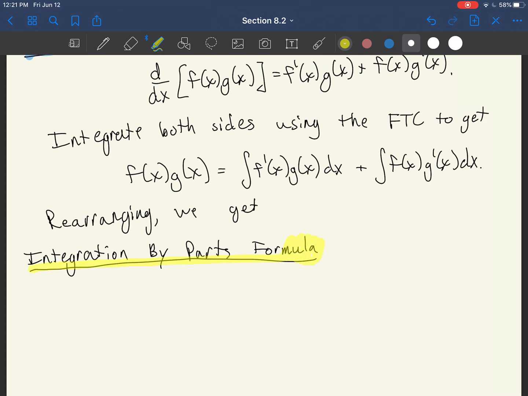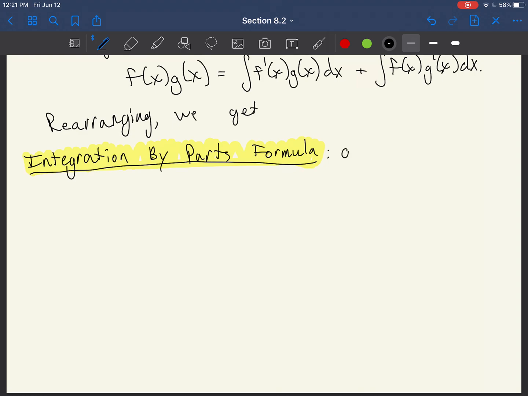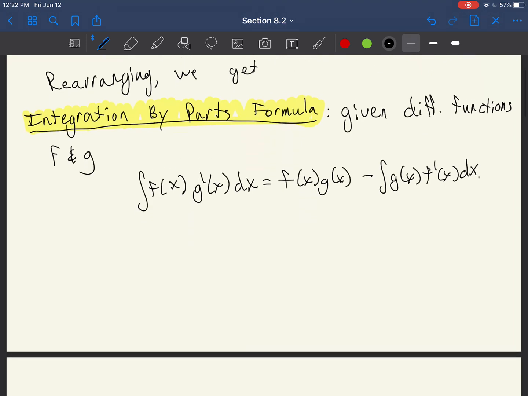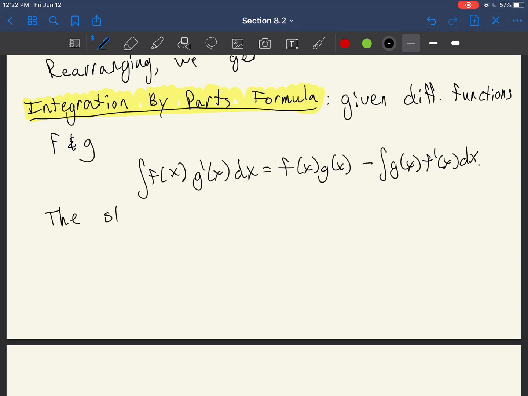The integration by parts formula is going to be highlighted. The integration by parts formula says if you are given differentiable functions f and g, then the integral of f of x g prime of x dx is f of x g of x minus the integral of g of x f prime of x dx. That is quite a mouthful.